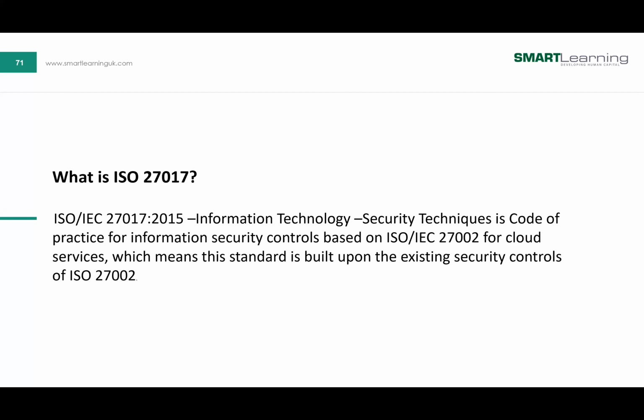27017 is a member of that family, and it is based off of 27002, which is a supplementary document also titled a code of practice for implementing 27001. So it means this standard 27017, being a part of that family, is built on the existing security controls in 27002. Essentially, what it does is it creates a matrix or a mapping for security controls applicable specifically to cloud computing situations.